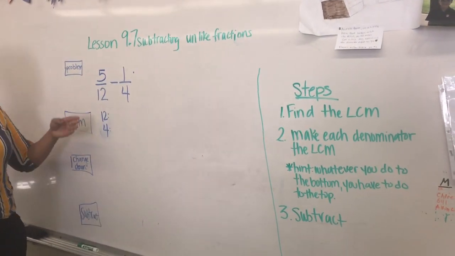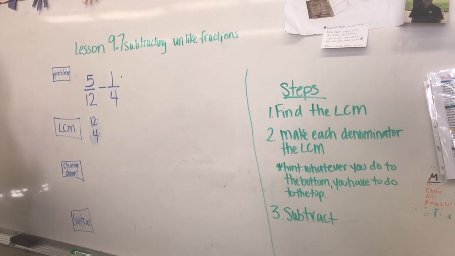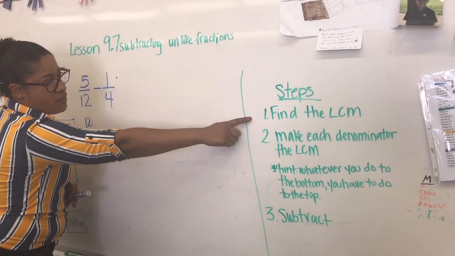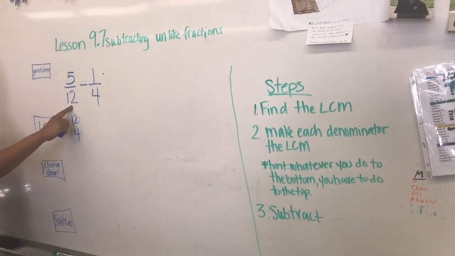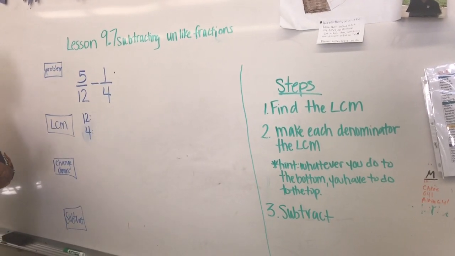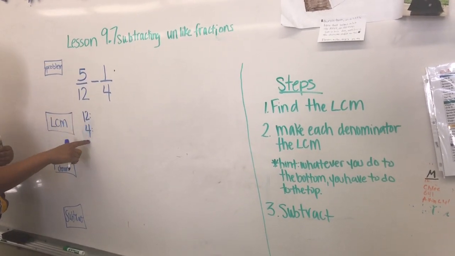So again, we have a problem. We have 5/12 minus 1/4. And if we look back to our steps, the first thing is to find the lowest common multiple. So we'll want to find the lowest common multiple of 12 and 4. And the lowest common multiple are the numbers that you say when you count by these specific numbers.